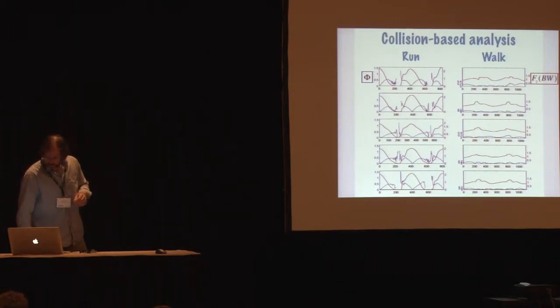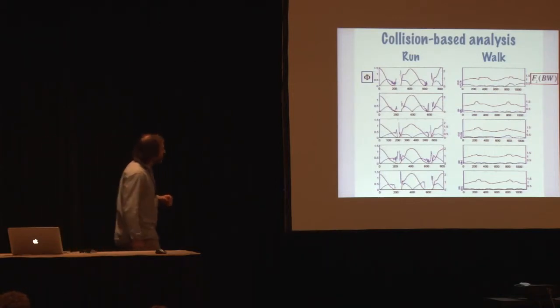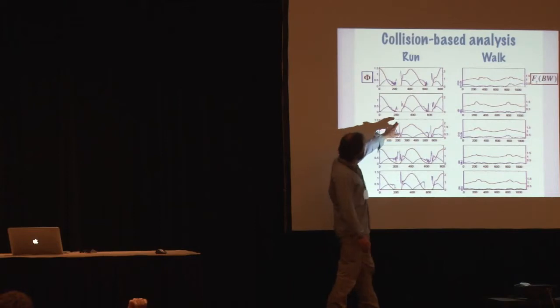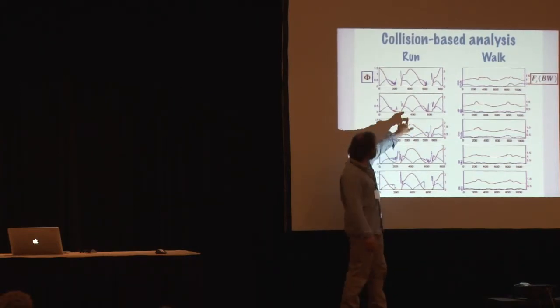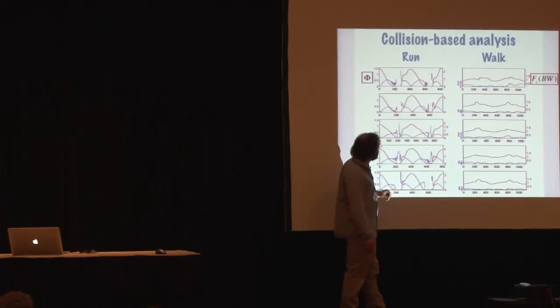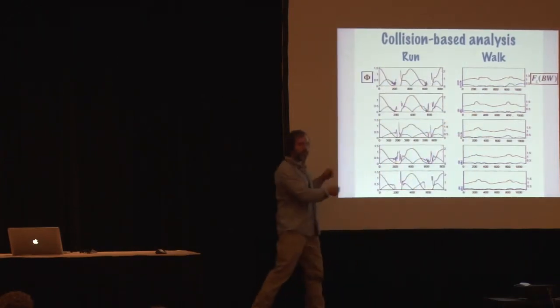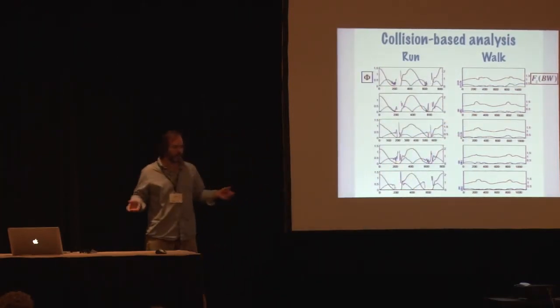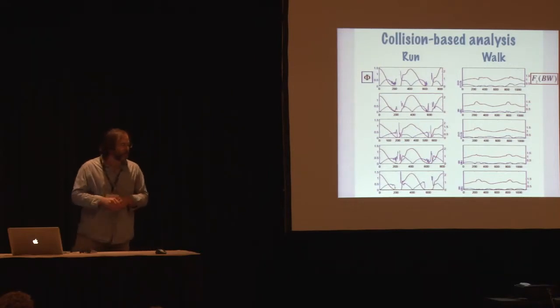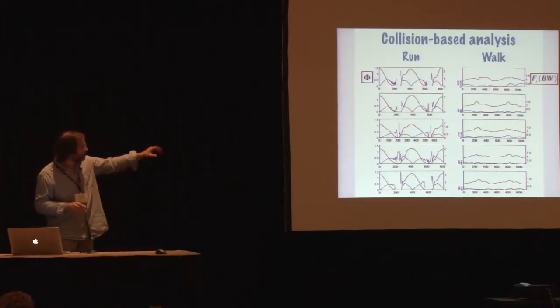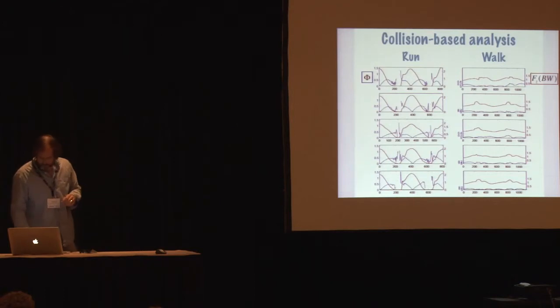I won't spend any time on this, but just to convince you these things are real. These are the time-varying patterns of collision angle for running and for walking, scaled to the same scale. So you see that the instantaneous collision angles are a lot smaller for walking than they are for running. And of course, you would probably recognize the force patterns in red in the background as well.